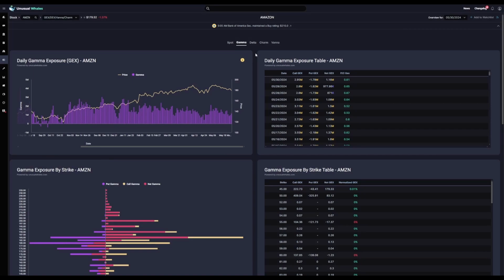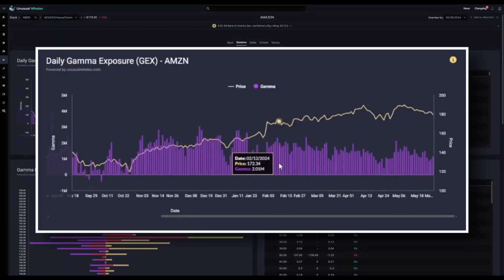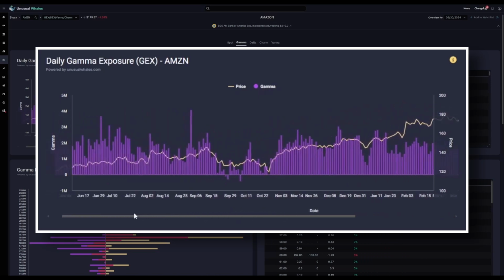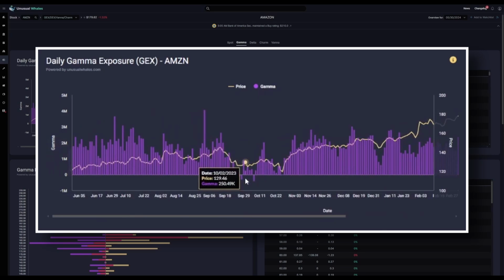The basic expression of gamma exposure on the first chart here shows you that the total gamma exposure for Amazon in our example here has largely been positive over the last 6 months, maybe even longer. Now, if we roll back here to around early to mid-October 2023, we can see these brief periods here where total gamma was negative rather than positive.